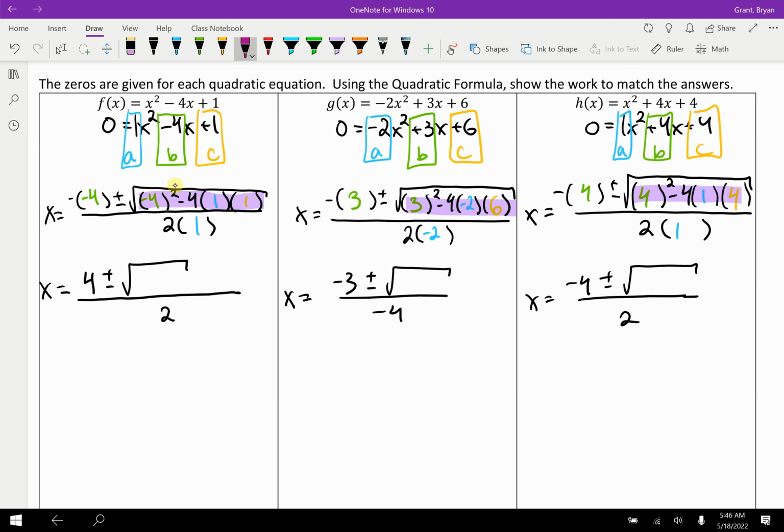I can see that this is 16 minus 4, so this has got to be 12. This is going to be 9 plus, because of the two negatives, 8 times 6 is 48. 48 and 9 is going to give us 57. And then last but not least over here, 16 minus 16 will give us 0.